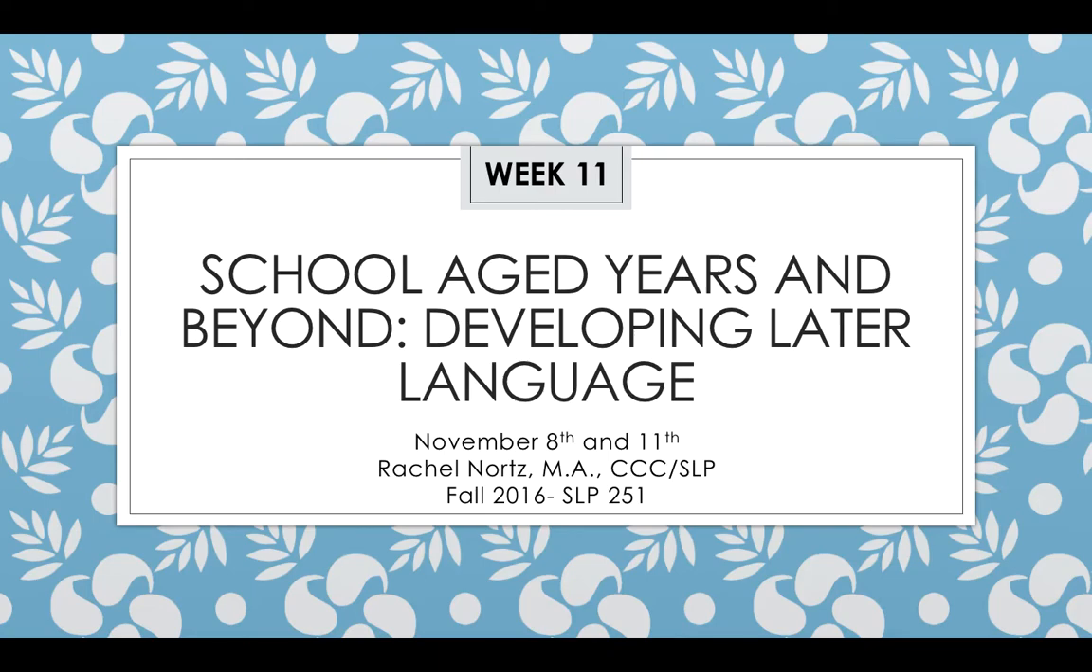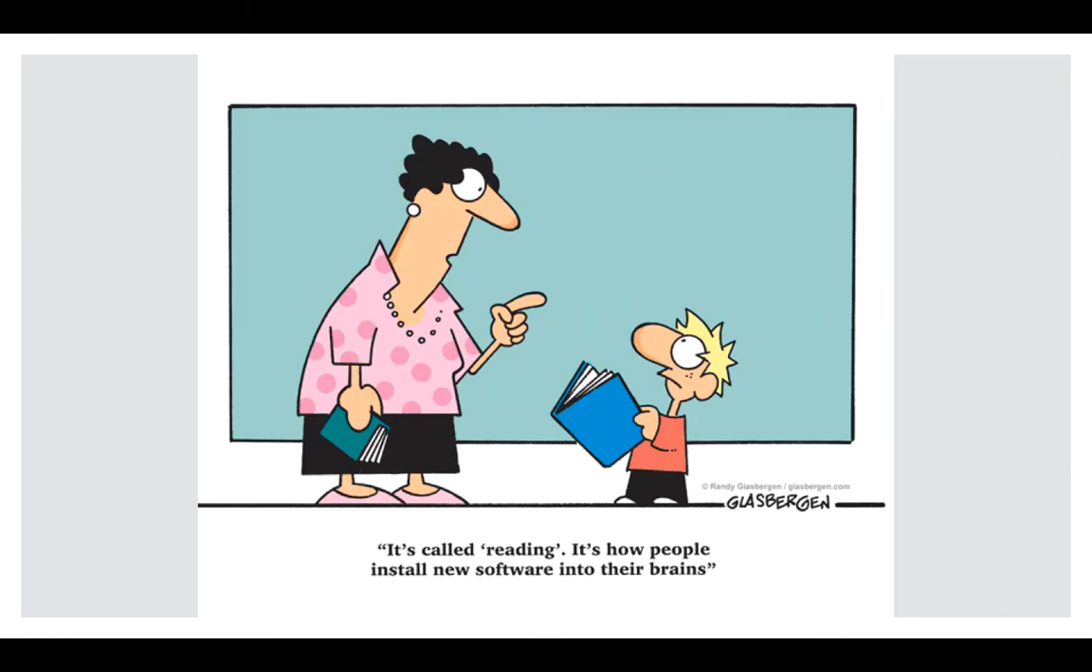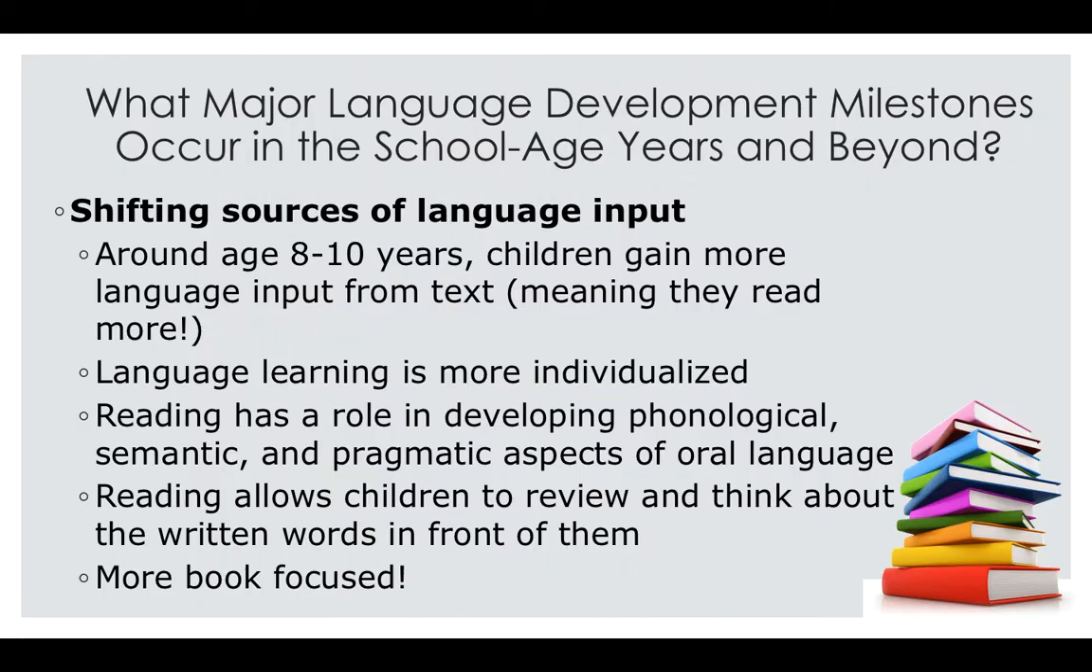So this week we're discussing school-aged years and beyond, developing later language. What major language developmental milestones occur during school-age years and beyond? This is where we're shifting the sources of language input. It's no longer just auditory information from parents or this pre-learning phase. Around 8 to 10 years, children gain more language input from text. So they're reading more and more.